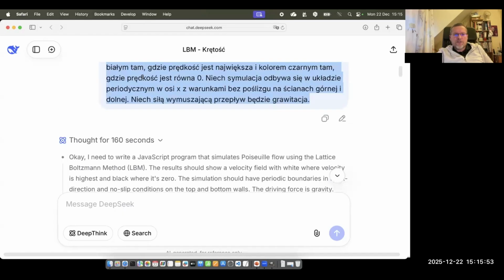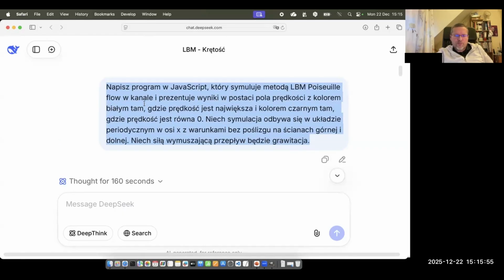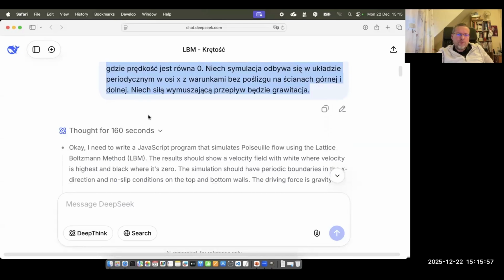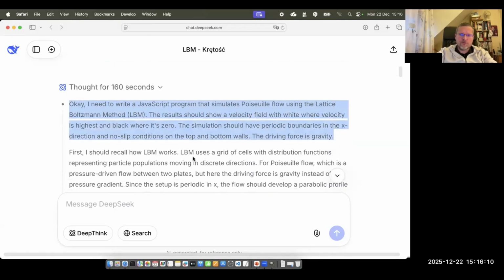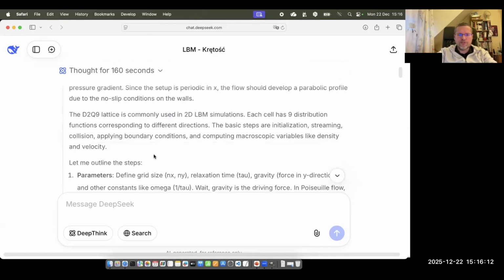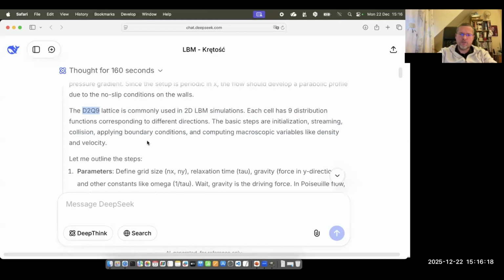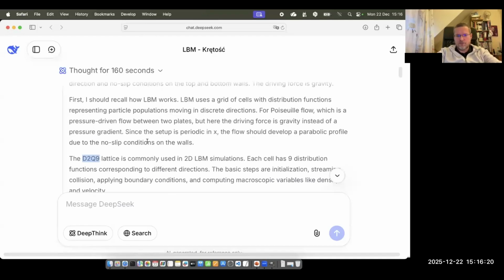If we put a prompt like this into the web interface, you probably have seen that already. There is a thinking process going on in the background. What is this thinking process? If you go through it a little bit, you will see that this language model is able to recognize the main things from the knowledge that is in its network.